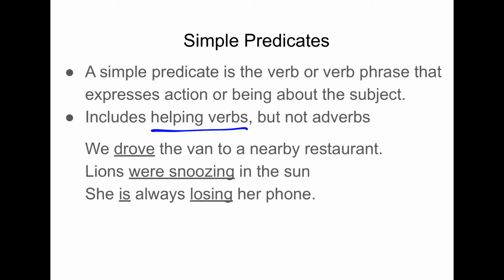Lions were snoozing in the sun. We have the helping verb were, and then the main verb snoozing. She is always losing her phone. Our verb phrase would be is always losing. But the simple predicate only includes the helping verb is and the main verb losing.